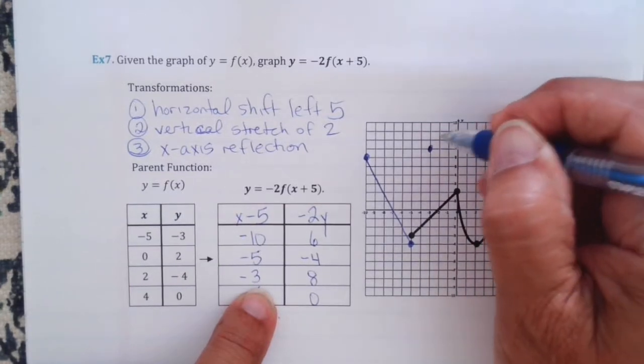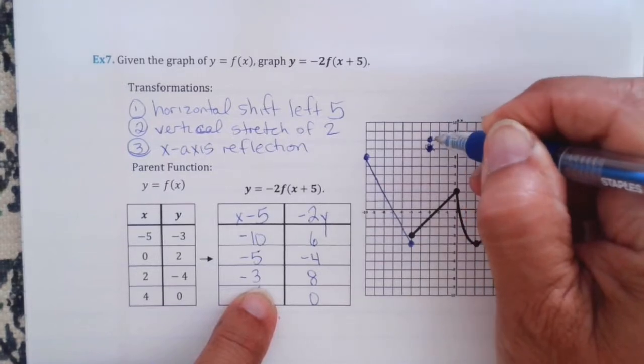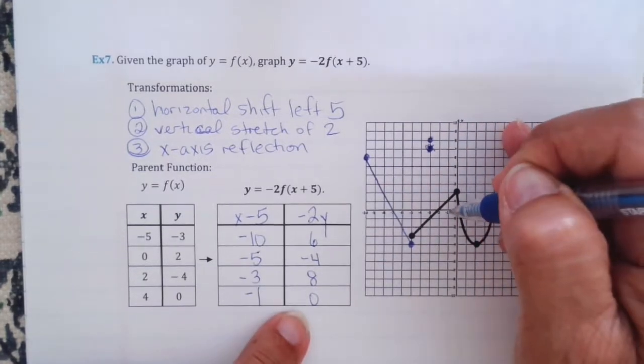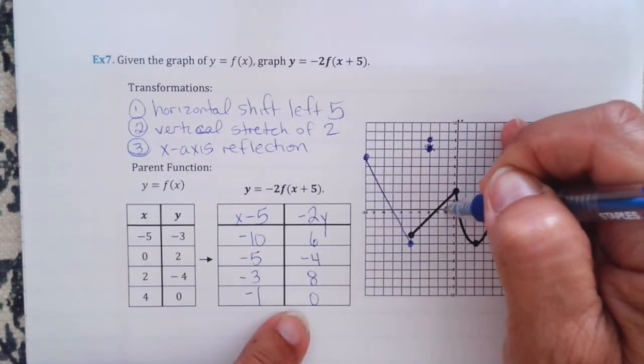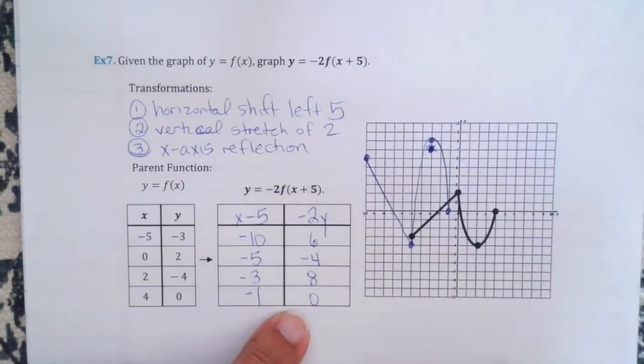Oh, that's negative 3, 8. Not that one. Negative 3, 8. And then negative 1, 0. So this is the curve, like that, okay?